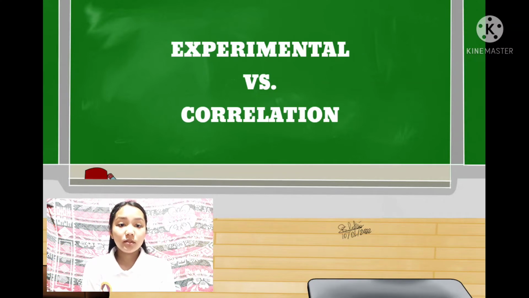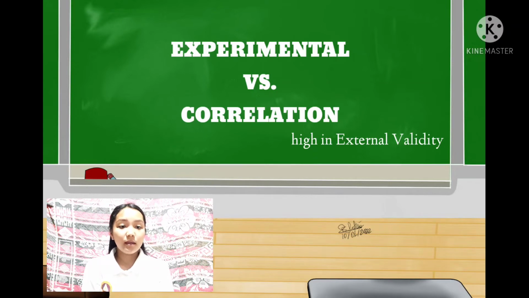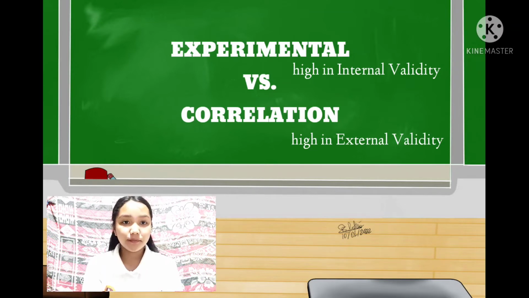While in a correlational design, you measure variables without manipulating any of them. You can test whether your variables change together, but you cannot be sure that one variable causes a change in another. In general, correlational research is high in external validity, while experimental research is high in internal validity.